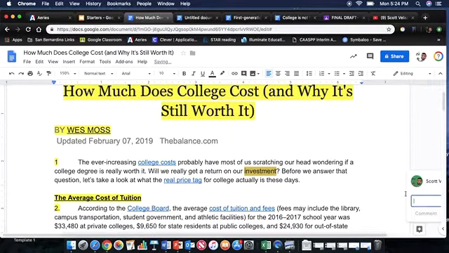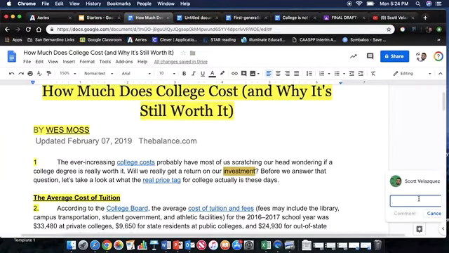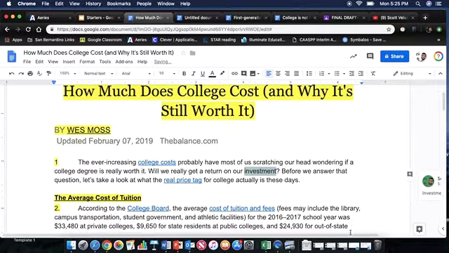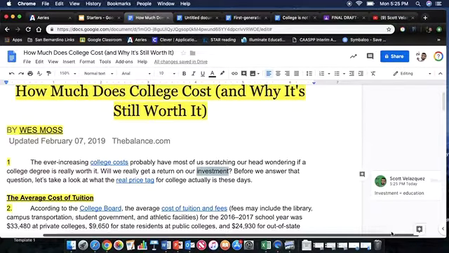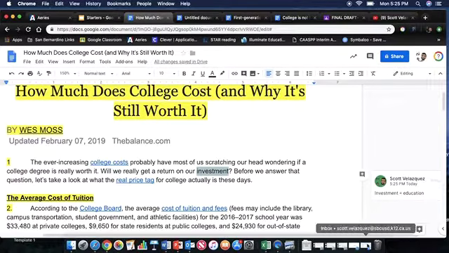So on the side of your paper, I want you to draw an arrow from the word investment to the right side of your paper and just write investment equals education. So what it's saying is that you are investing in yourself, right? And the question is asking, if you pay for college, after you paid all that money, in the end, will you come out with more money than you spent for college? So that's what that is really asking.